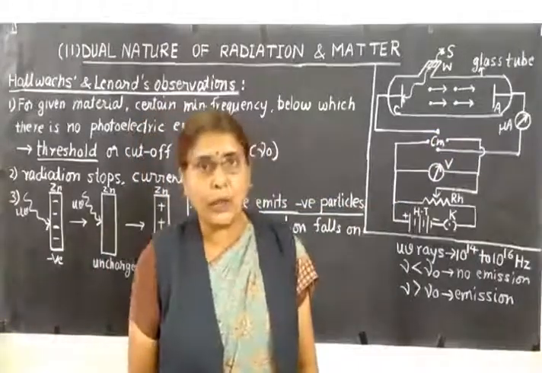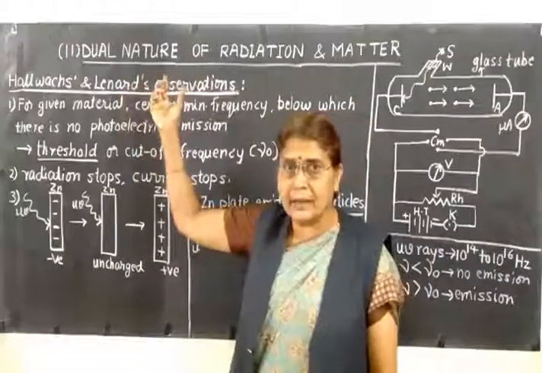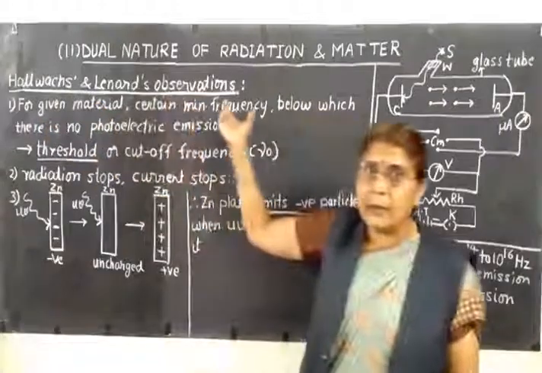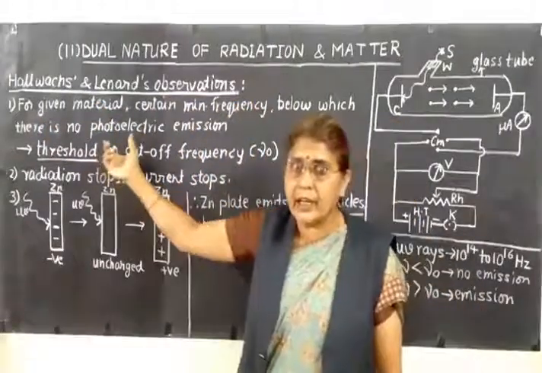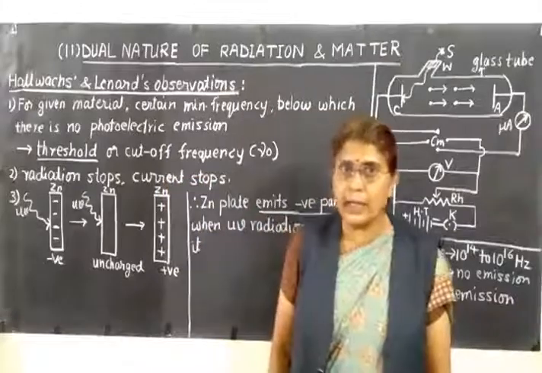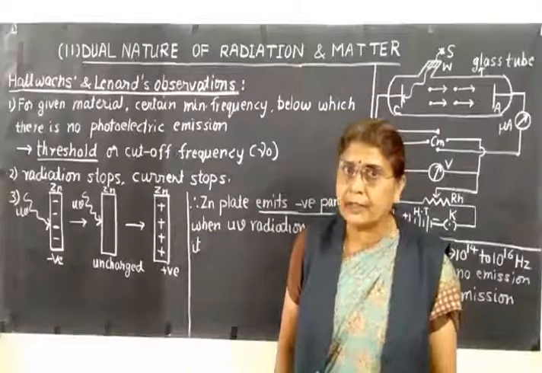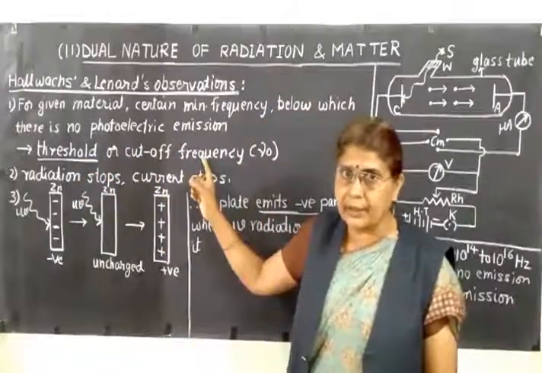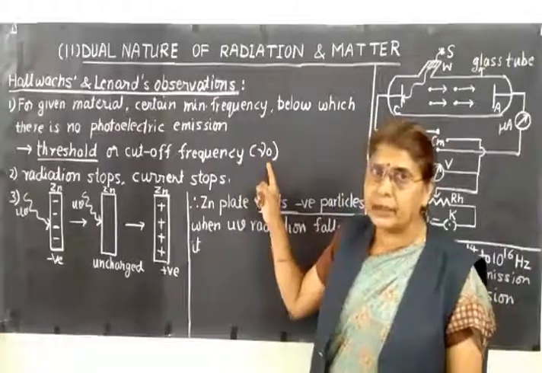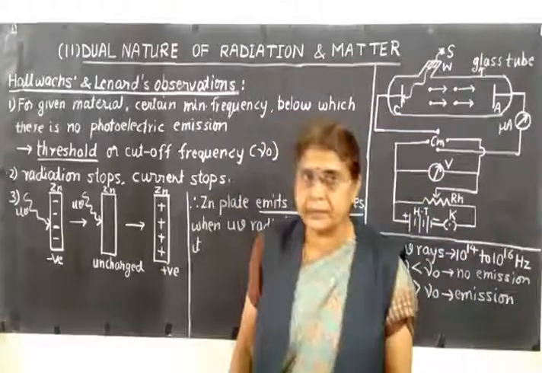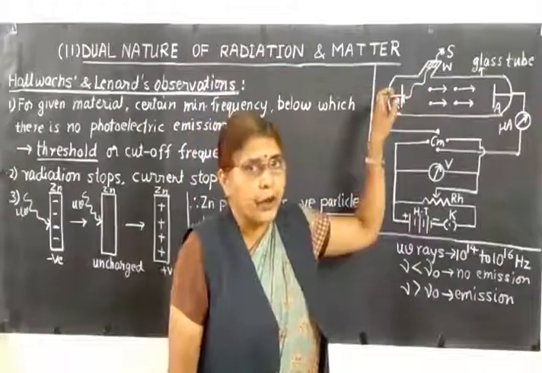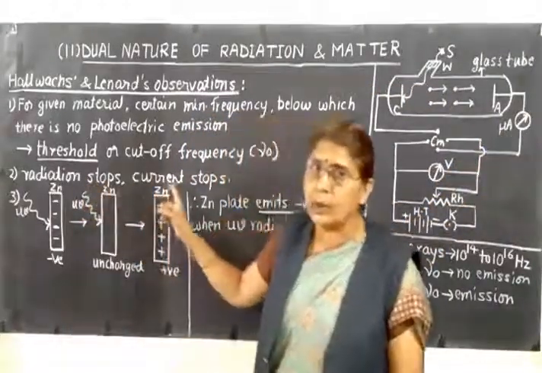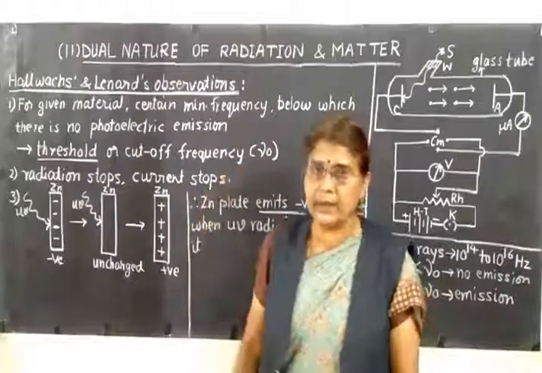So let us summarize the observations made by Hallwachs and Lenard. The first observation is, for a given emitter, there is a certain minimum frequency of incident radiation below which there is no photoelectric effect. And this minimum frequency is called the threshold frequency, or the cutoff frequency. It is denoted by the letter ν0. Second observation. As long as the radiation falls on the emitter, there is a flow of current. If the radiation stops, then the current also stops. It becomes equal to 0.